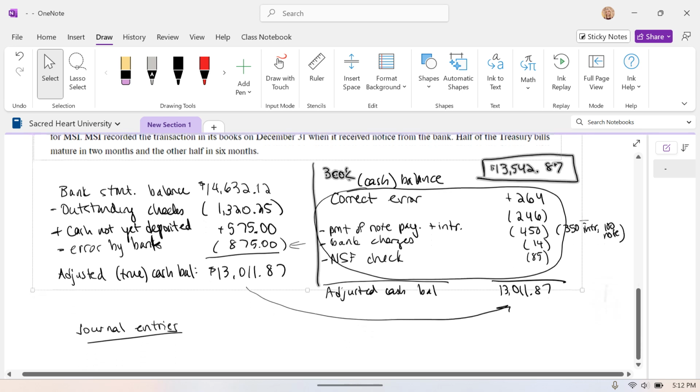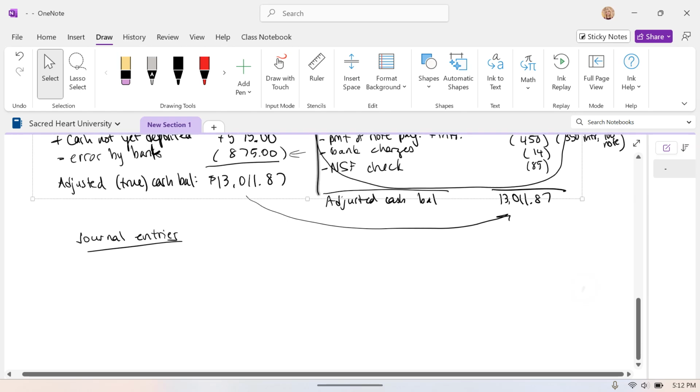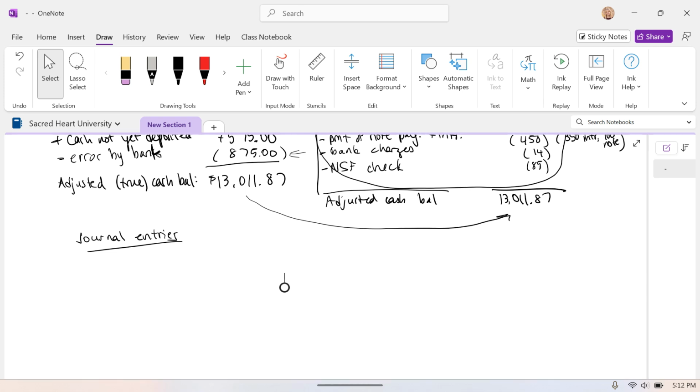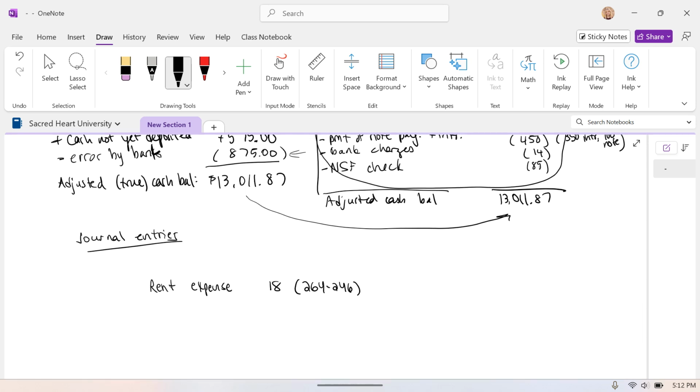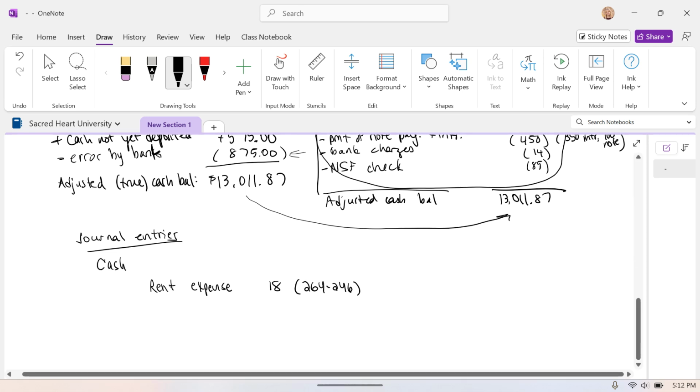Our initial entry, debit rent expense 264, credit cash 264, that should have been debit to rent expense for 246. So our rent expense was too high based on what we recorded. So I'm going to credit to reduce rent expense for the difference between the 264 and the 246, or $18. And we had written in our books that our cash went down by 264. Our cash should have only gone down by 246. So again, that same difference, I'm going to increase my cash by $18.